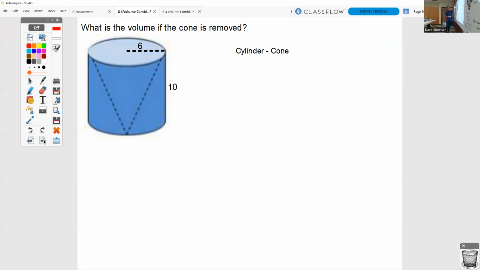You have a cylinder in this one, and we're taking out this cone, all right? Here's the cone that we're taking out, all right? We're taking out this cone. So we're removing the cone, and we just have this weird shape that's left. So we need to do the bigger shape minus the smaller shape, the cylinder minus the cone. So we have pi r squared h minus 1/3 pi r squared h.